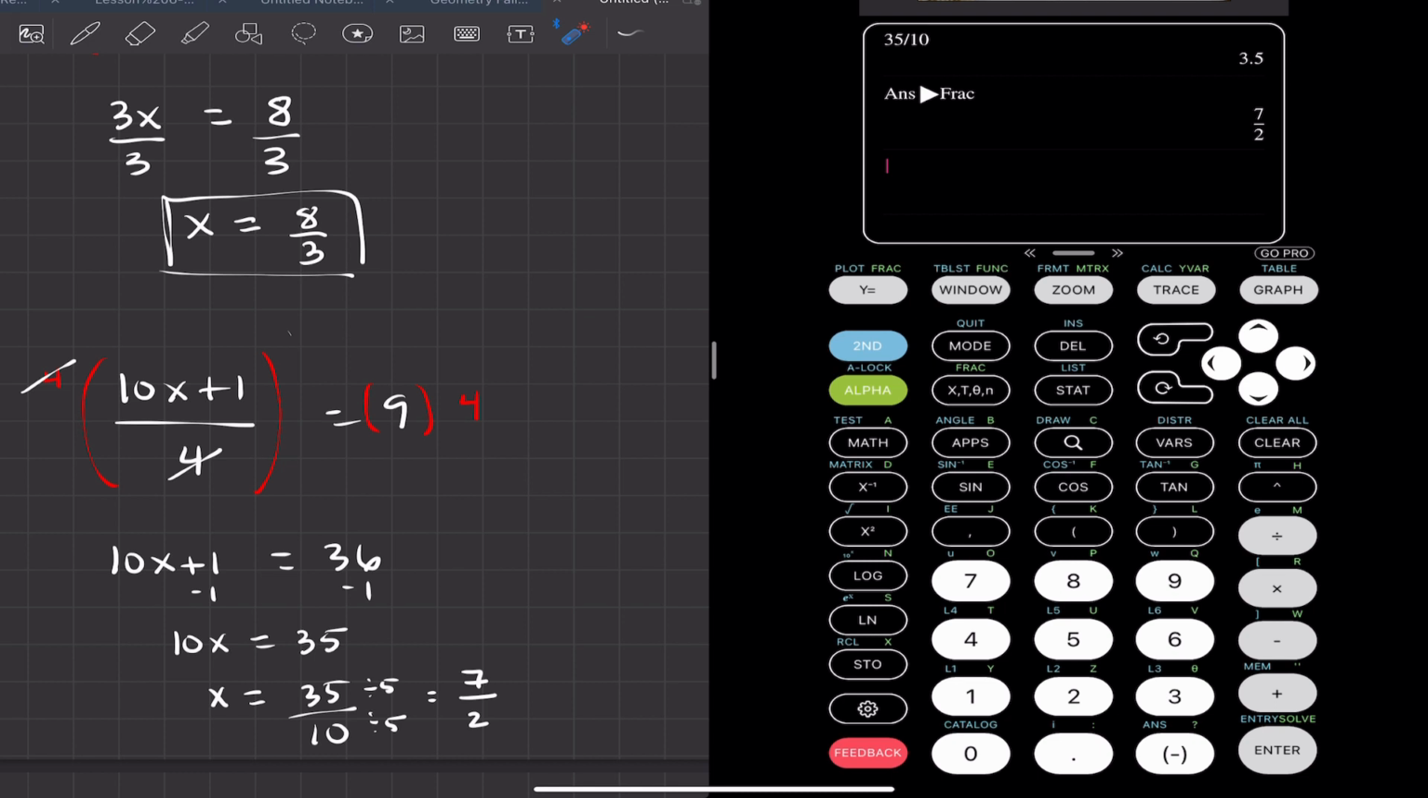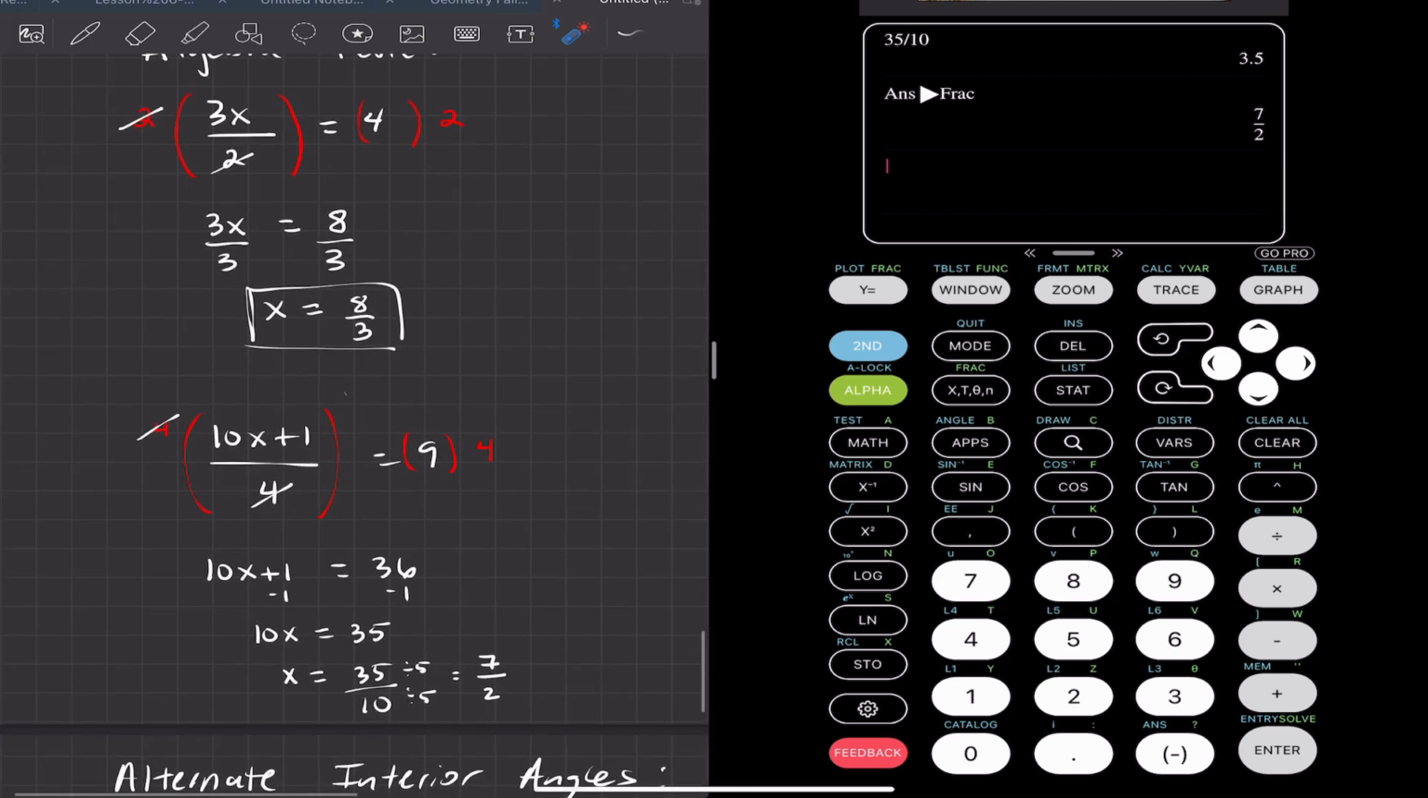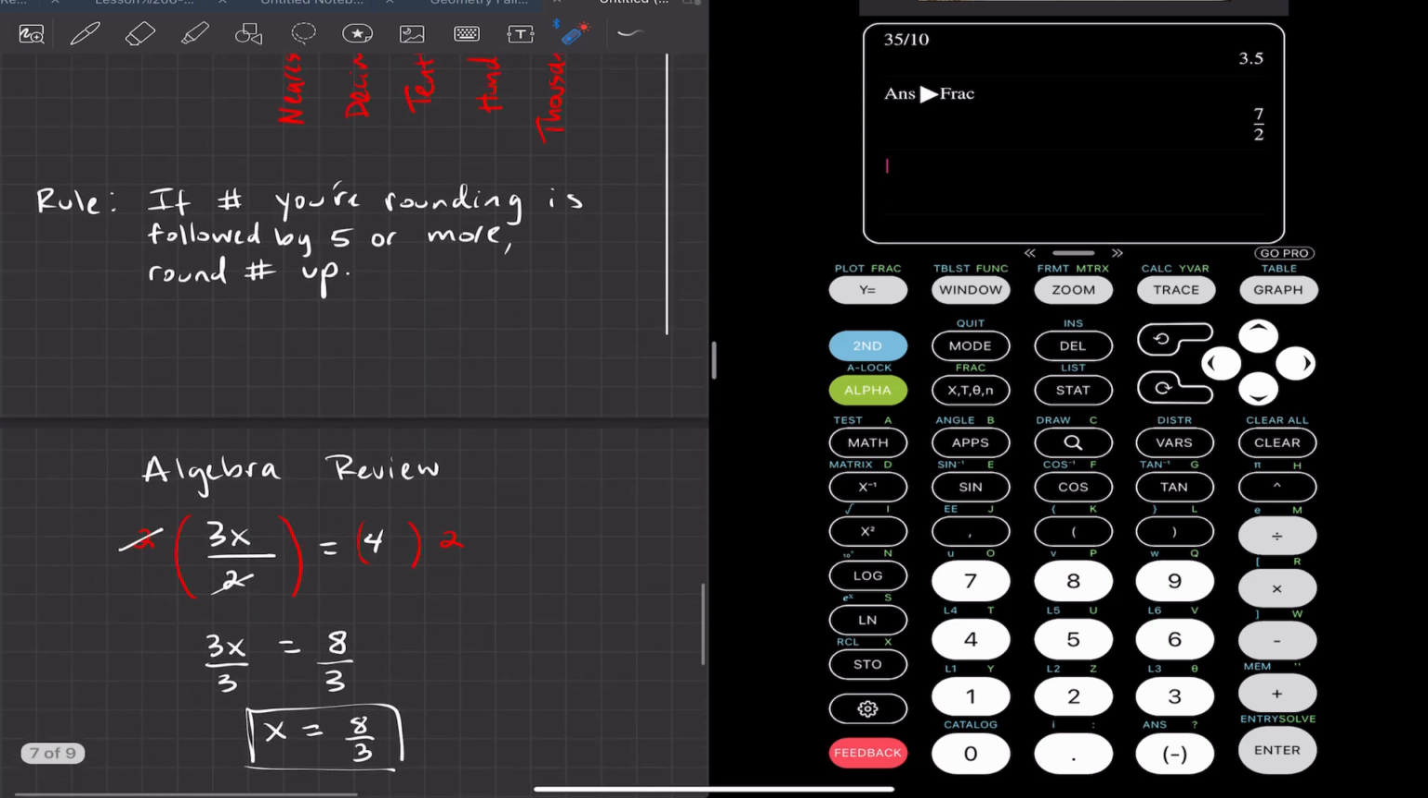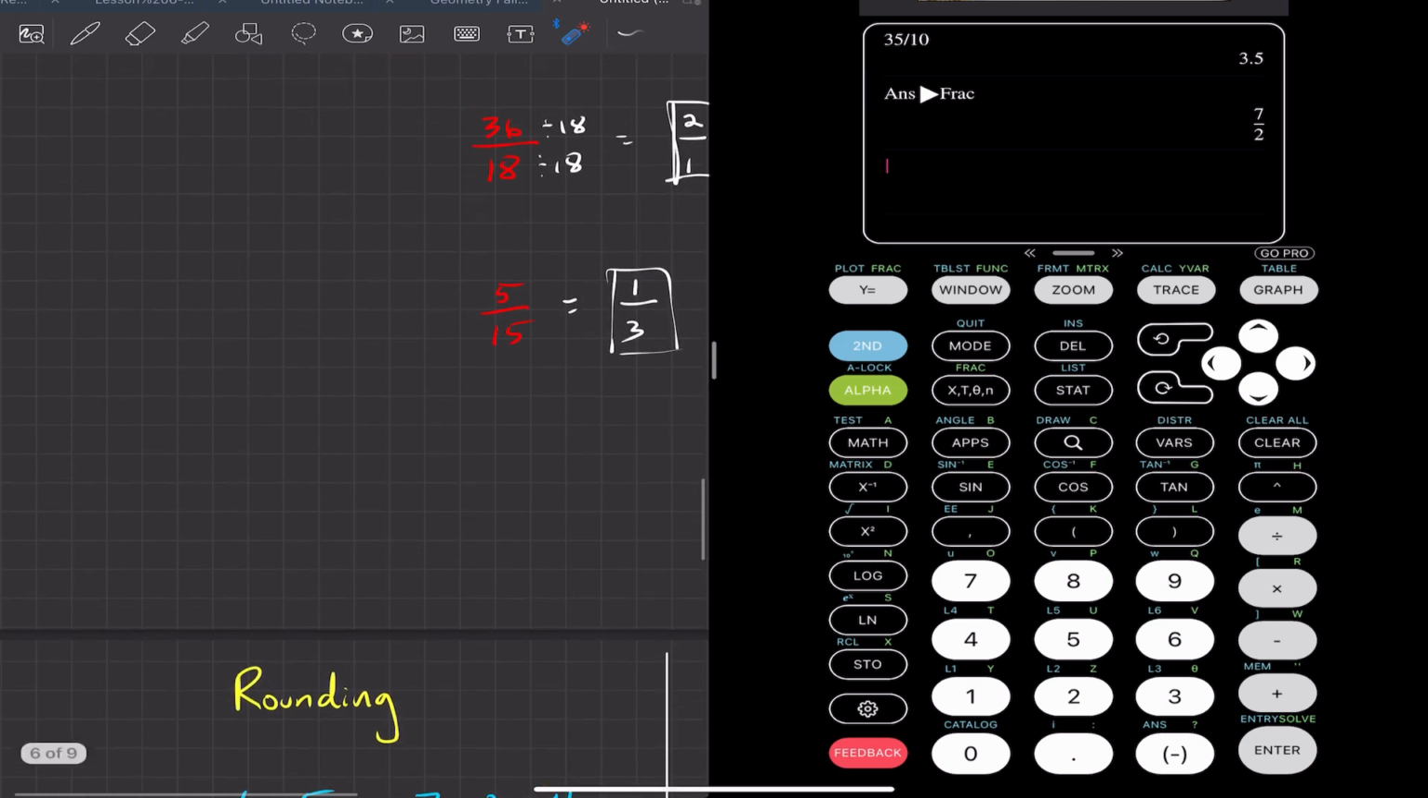So look at that. Your answer is 7 over 2. The answer is 7 over 2. That's the answer. That's what we want. Let me go back to the previous problems and do some more examples.